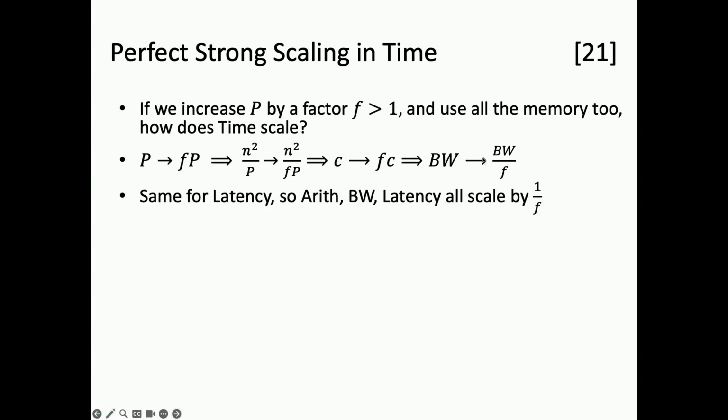And if you do all the algebra, the bandwidth cost also goes down by a factor of f. So all that messy algebra I'm not going to do says that you get perfect scaling in the bandwidth as well. And the same algebra says the latency also goes down by a factor of f. So that means all 3 costs of your algorithm, arithmetic, bandwidth, and latency, all scale by 1 over f. And so that's perfect strong scaling in time.